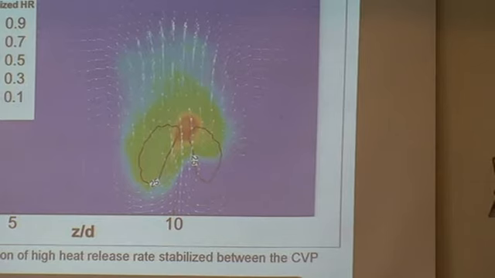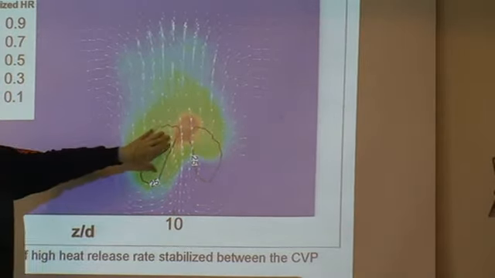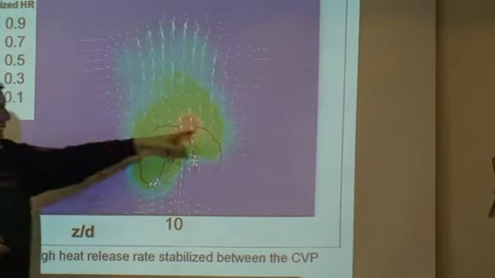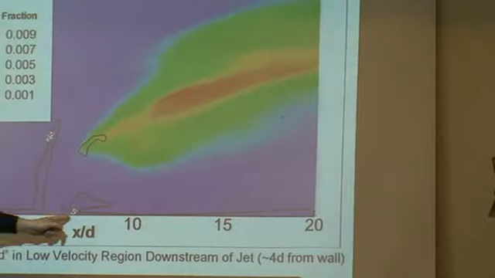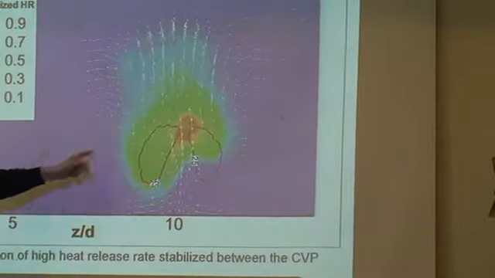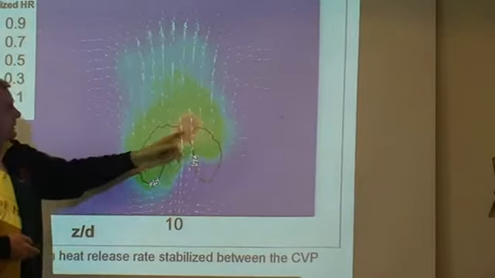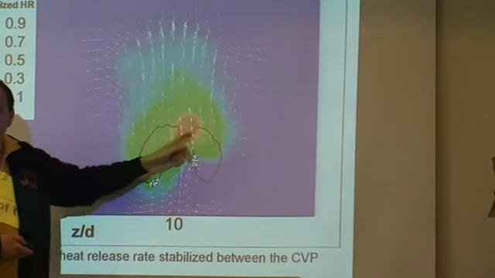Here we see the average heat release and these two counter-rotating vortexes. The interesting thing here is that the jet is at 5 millimeters from the inlet. So this is 2.5 millimeters, basically this is here. Okay, so 5, 7.5 here. And you see the highest heat release is between the vortexes, between the counter-rotating vortex pairs.